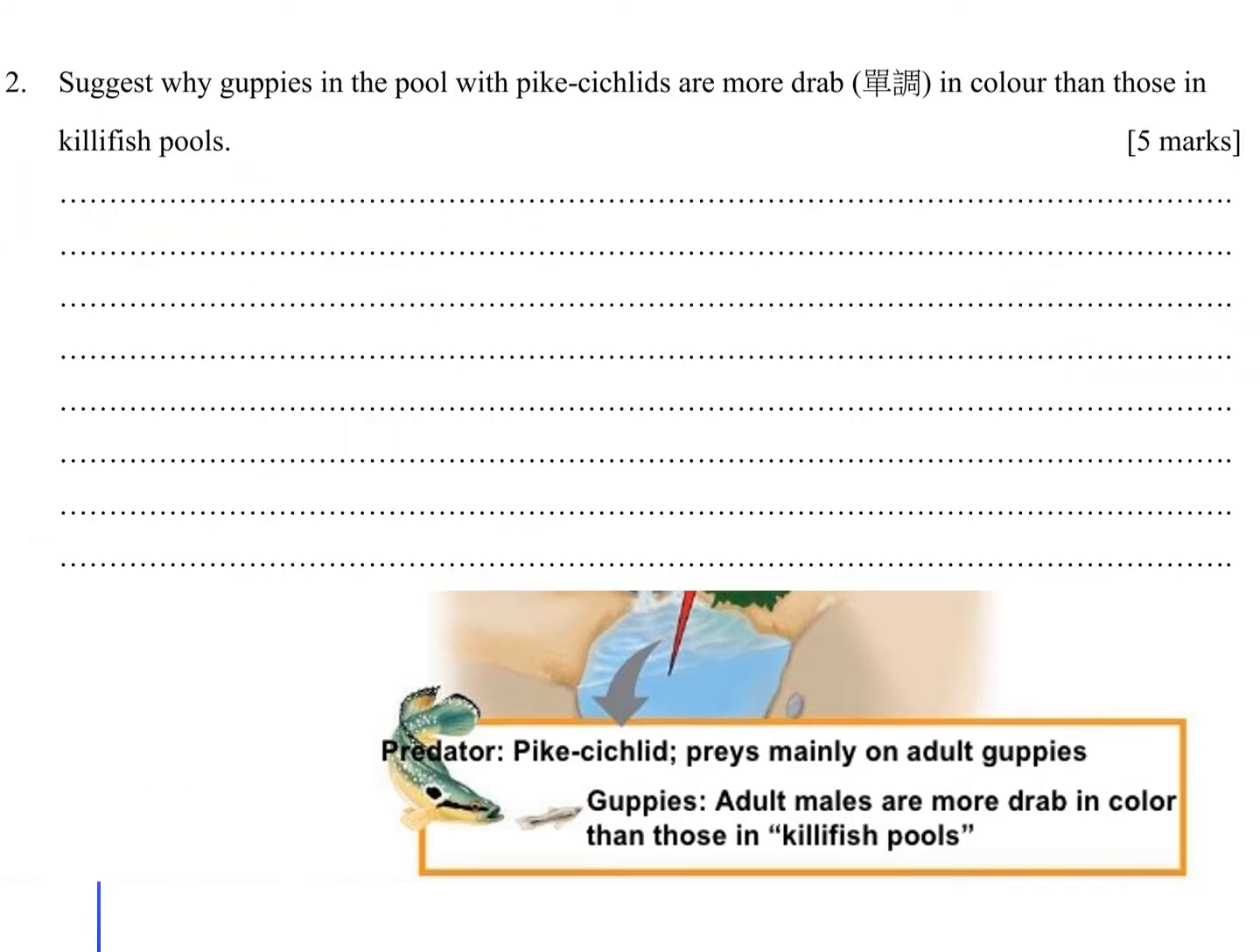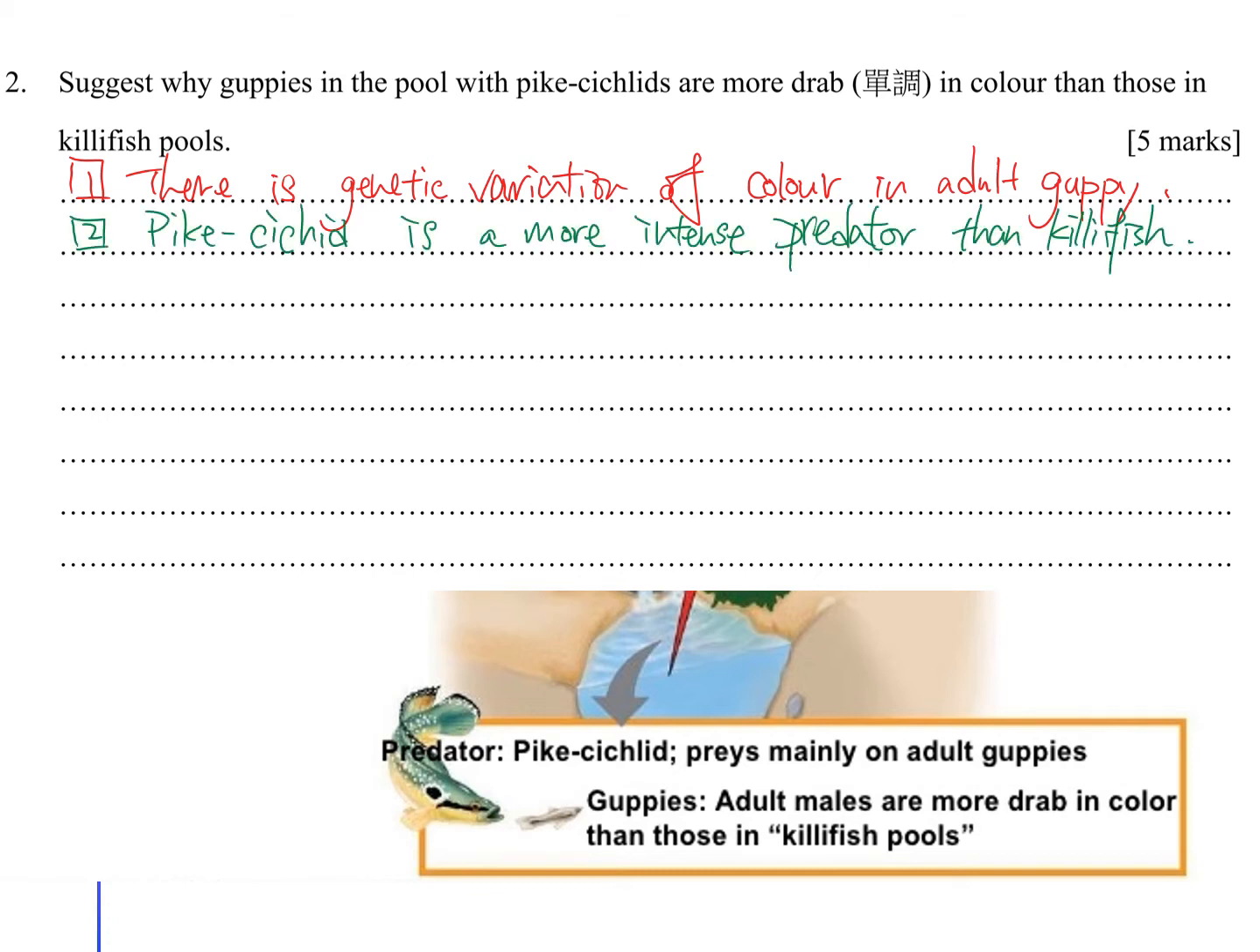Question 2. Can you suggest why the guppies in the pool with the pike cichlids are more drab in color than those in the killifish pool? First of all, you have to mention the genetic variation in the color of guppies. First, there is genetic variation of color in the adult guppies.